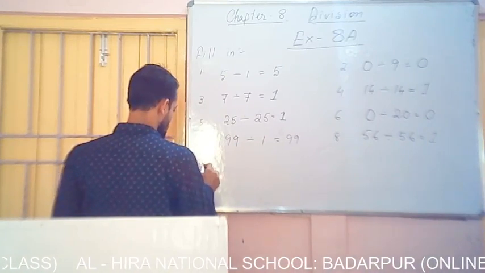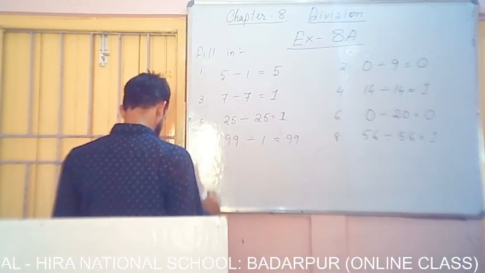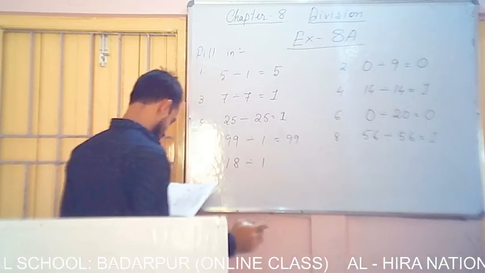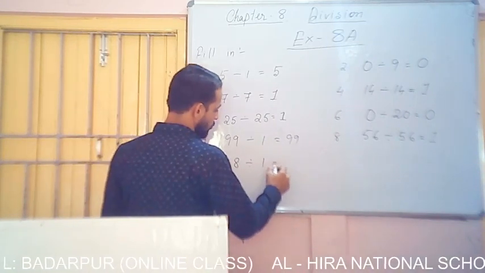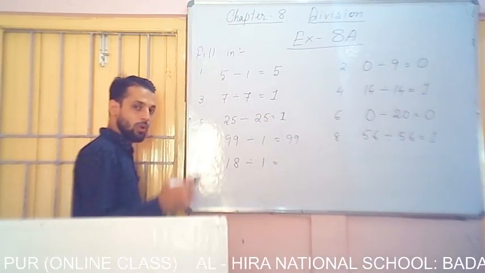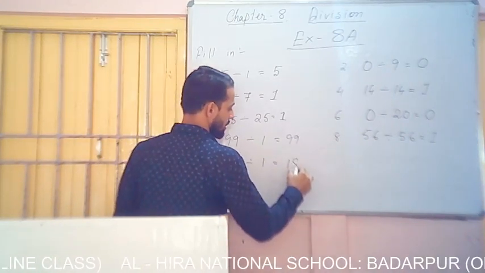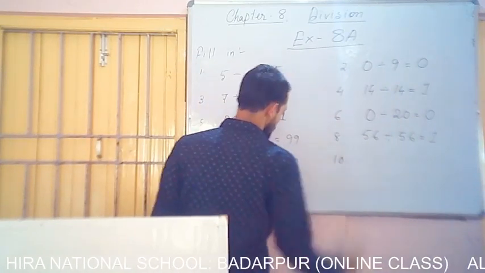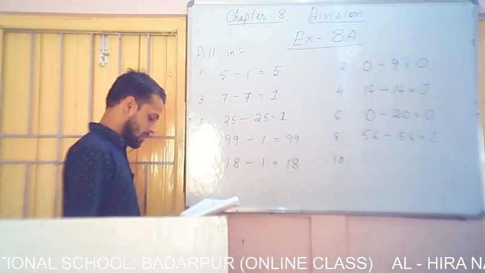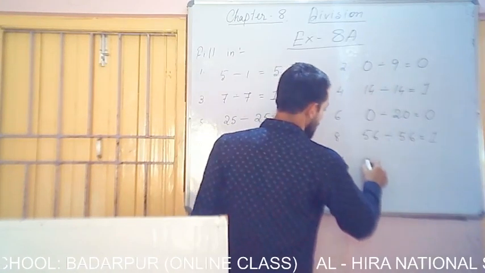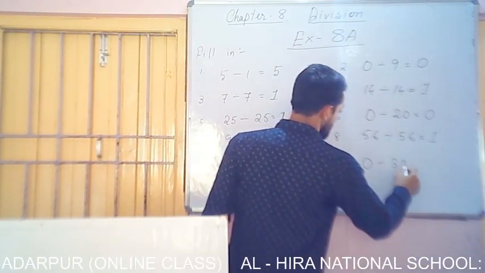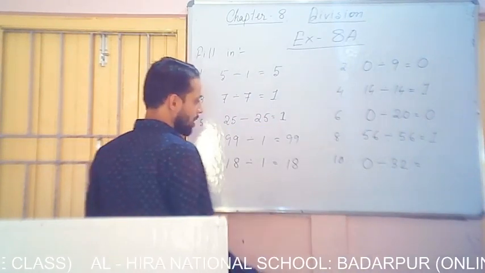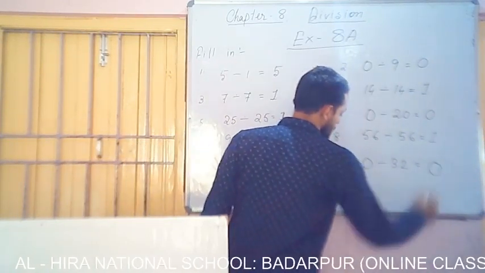So the next question is what? Question number 9 is 18 divided by 1. If we divide 18 by 1, we'll get again what? 18. The next question is question number 10, that is 0 divided by 32. If we divide 0 by 32, we'll get what? We'll get 0.